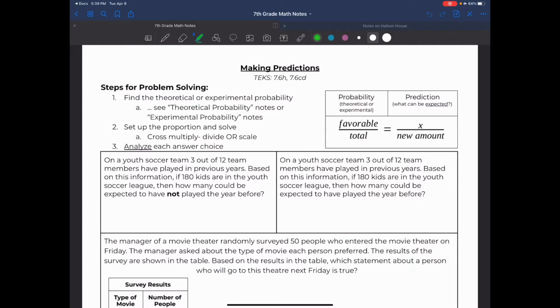So when we make predictions, we're actually looking for the words expected, or what can we expect? And usually that means that we're given either a theoretical or an experimental probability, a set of data, right? So theoretical meaning what should happen, and then experimental would be what did happen. But as we go through the examples, you'll see what I mean. Usually we'll get experimental, but either way, we're going to set up our proportion. Favorable over total will equal however much over the new amount. And then we'll solve.